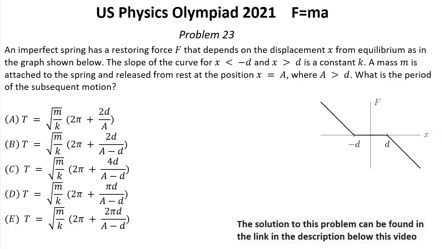Problem number 23. An imperfect spring has a restoring force F that depends on the displacement x from equilibrium as in the graph shown below. The slope of the curve for x less than negative d and x greater than d is a constant k. A mass m is attached to the spring and released from rest at the position x equal a, where a is greater than d. What is the period of the subsequent motion?